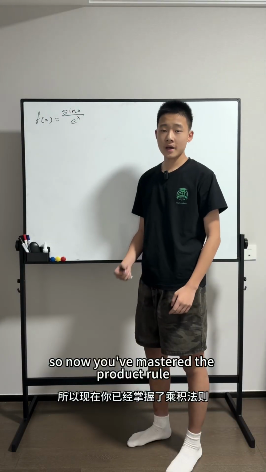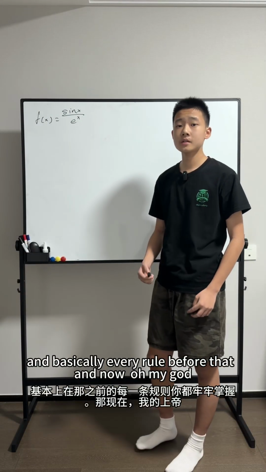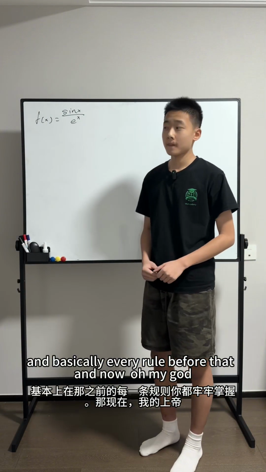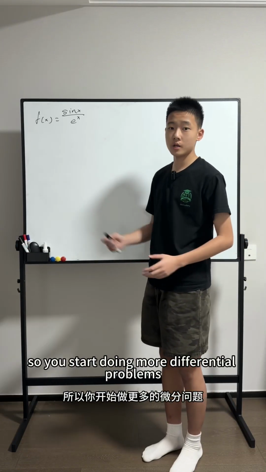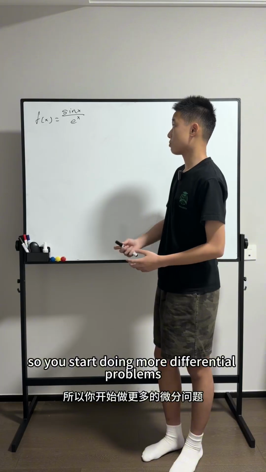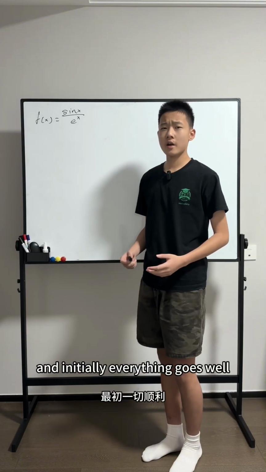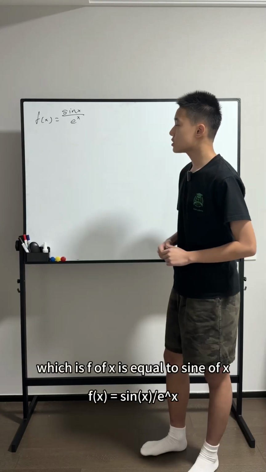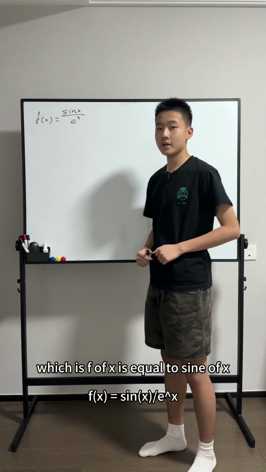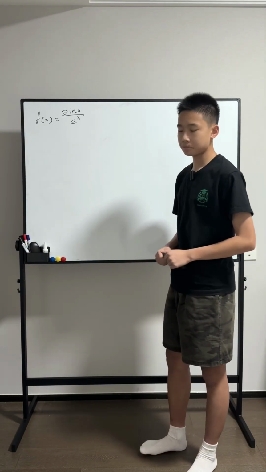So now you've mastered the product rule and basically every rule before that. And now, oh my god, I'm so confident. So you start doing more differential problems, and initially everything goes well until you encounter this question, which is f of x is equal to sine of x divided by e to the x power.